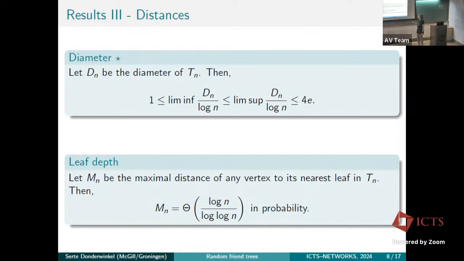Yes, and this order is actually the same as in the uniform attachment tree. So even though eventually you're going to be at most distance one from a hub, and a hub is at distance at most one from a leaf, at any given time, there are these vertices that are very far away from the nearest leaf. So there are these exceptional structures in the tree. For every vertex, we calculate the distance to the nearest leaf, and then we take the maximum over all vertices.